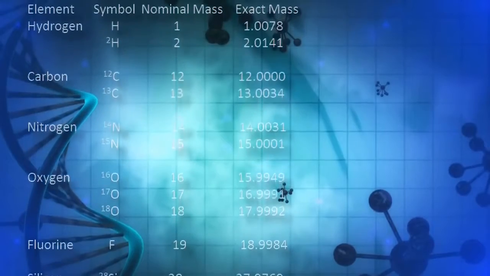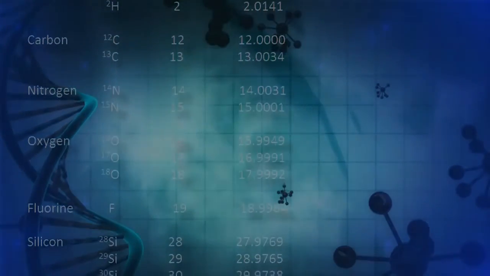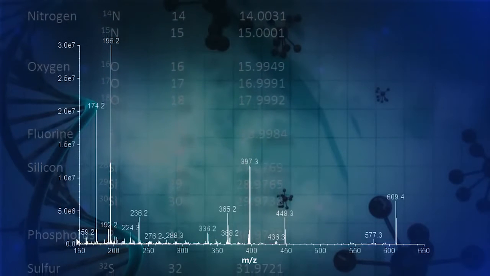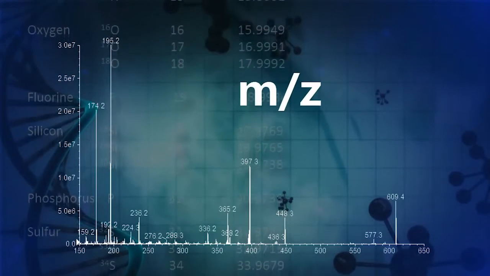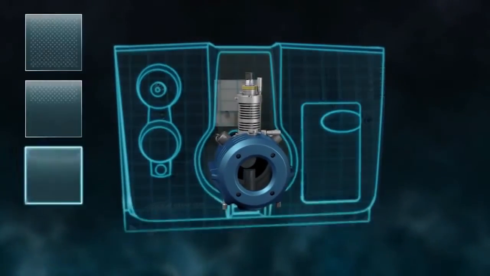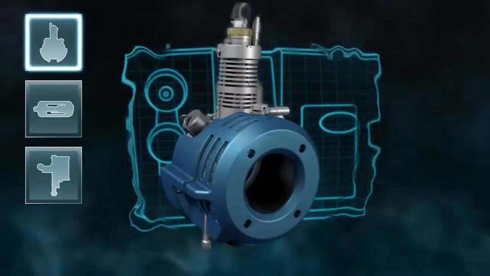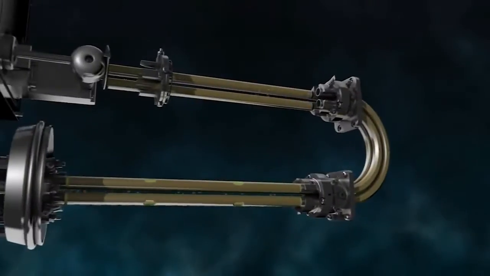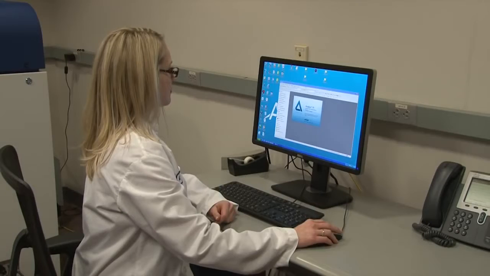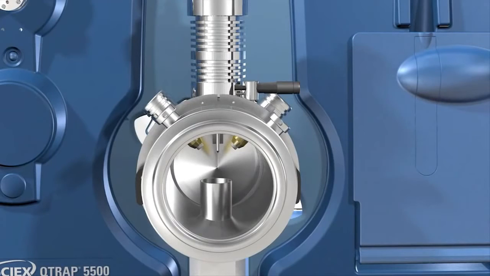Although the results of an experiment will give you the mass of a molecule, the mass spec is actually measuring the mass-to-charge ratio, or m/z. A mass spectrometer is made up of the following basic components: an ion source, a mass analyzer, a detector, and a computer workstation. In the ion source, the sample is converted to charged particles called ions in the gas phase.